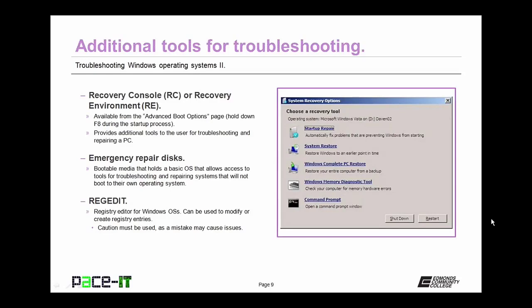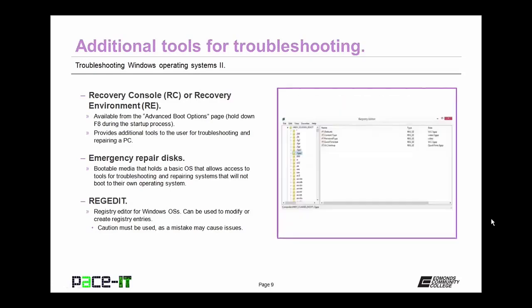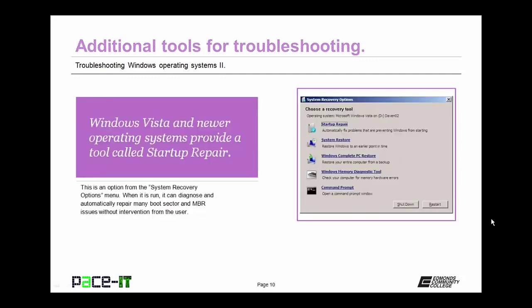You may also use regedit. This is a registry editor for Windows operating system. It can be used to modify or create registry entries. Caution must be used here, as a mistake can cause more issues than it resolves. And finally, Windows Vista and newer operating systems provide a tool called Startup Repair. This is an option from the System Recovery option menu that when run can diagnose and automatically repair many boot sector and MBR issues without any intervention of the user.